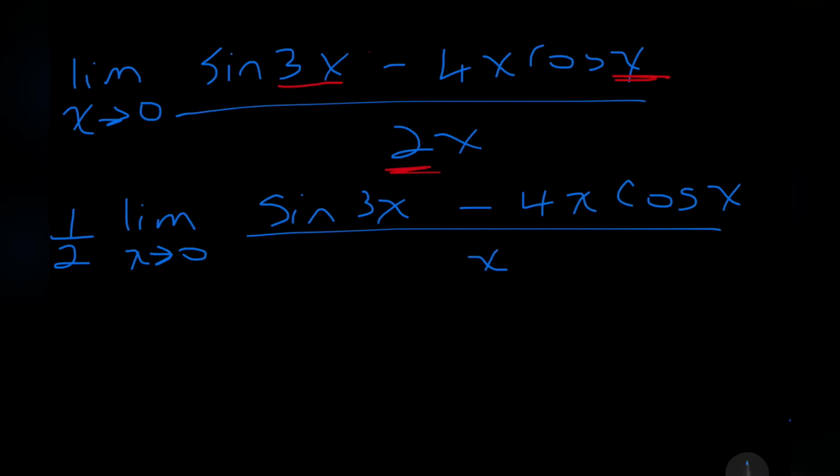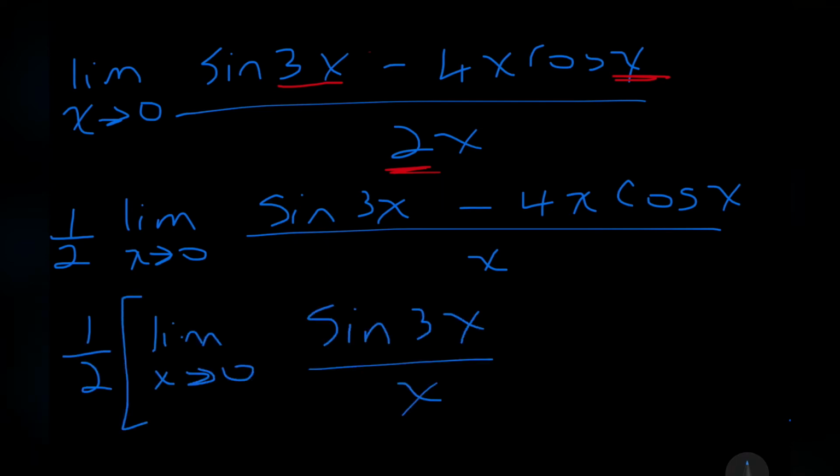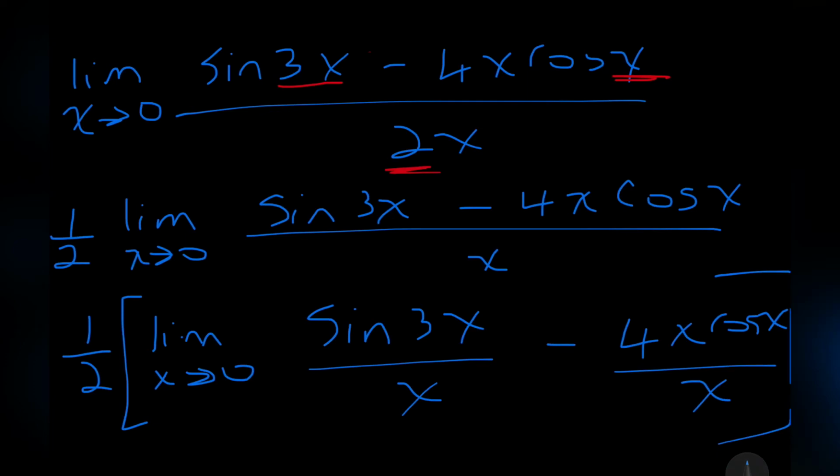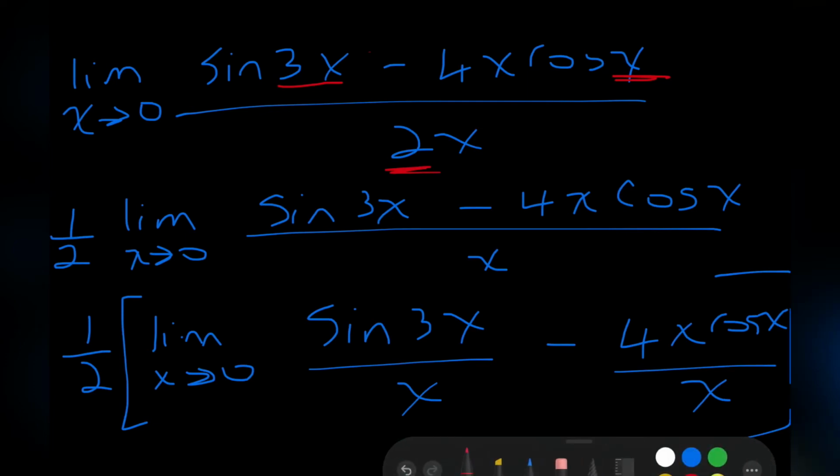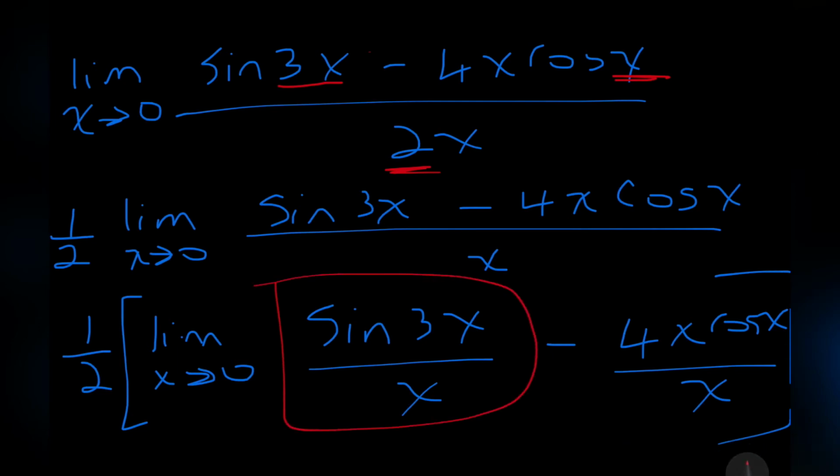Now that we have this, we can split this into two fractions. For this function, from the past example, we already know what to do. We know that the limit of this function will be 3, because we're going to divide by 3 and multiply by 3 at the same time. So we're going to have 3 for that function there.